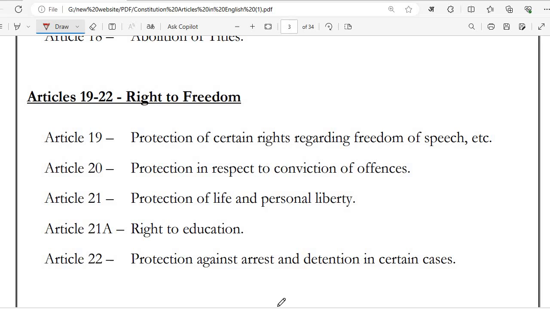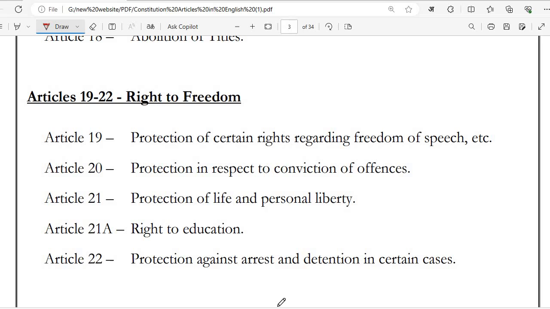Right to education under Article 21 has been added as a fundamental right, and Article 22 provides protection against arrest and detention in certain cases. It means under general law, when any person commits any offense or crime, he may be arrested, and during the arrest there are some provisions of safeguard for that person. But what is preventive detention?